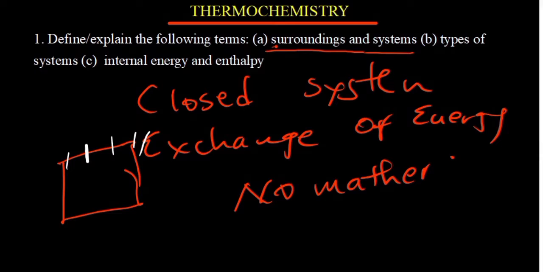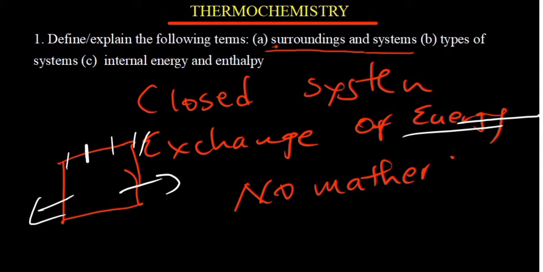But of course, despite you covering the pot, if you leave it for some time, it is going to cool, meaning that there is exchange of heat energy. As we are talking about energy in the context of systems, we're referring to heat energy. So that's what we call a closed system.